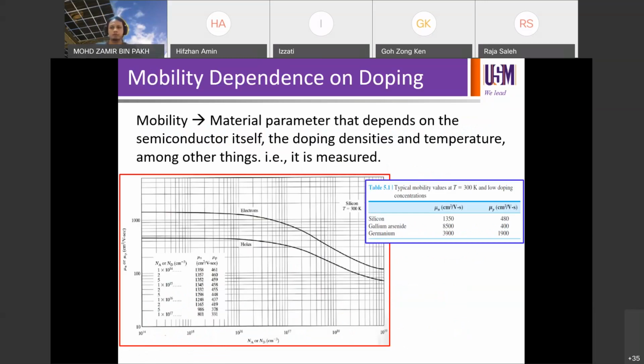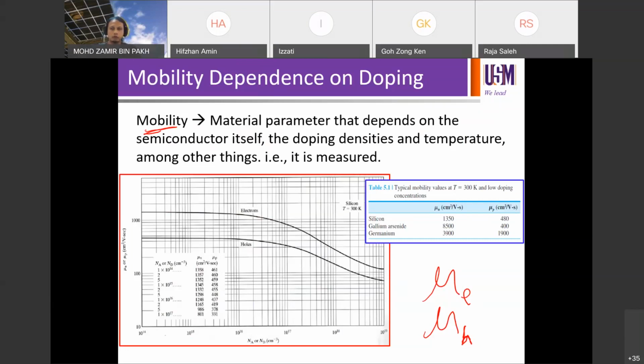So this mobility, mu. We're going to have either mu E or mu H. E is for electron and H is for hole. So they are dependent on several parameters, for example, the doping density of the semiconductor material.